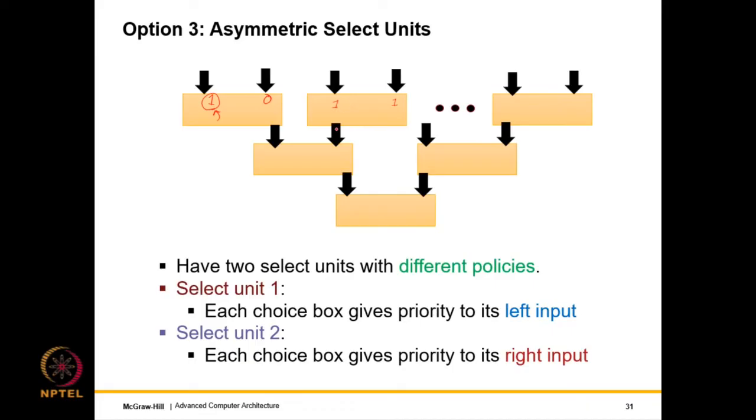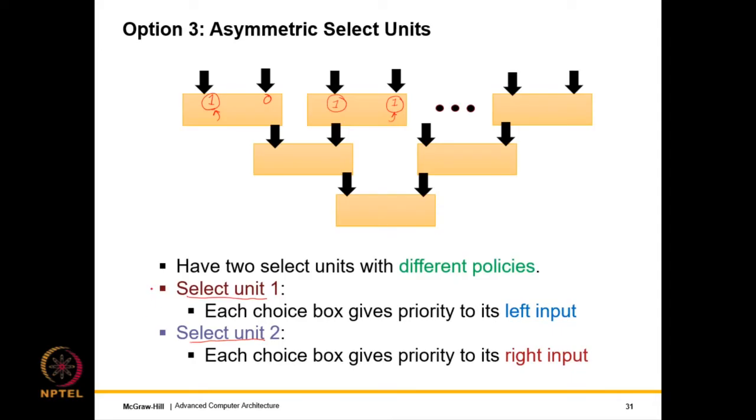If both of them are 1 at any level, regardless of the level, in the first select unit, select unit 1, the choice box gives priority to its left input. What this basically means is that it chooses its left input, right? So the left input is chosen. In the second select unit, each choice box gives priority to its right input, which means that in this case, this input will be chosen.